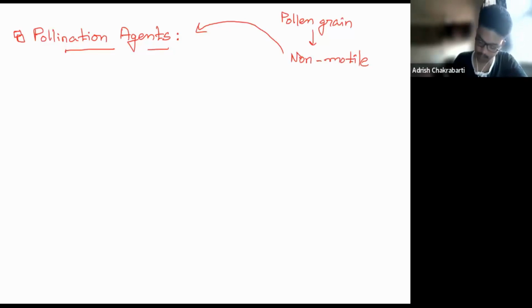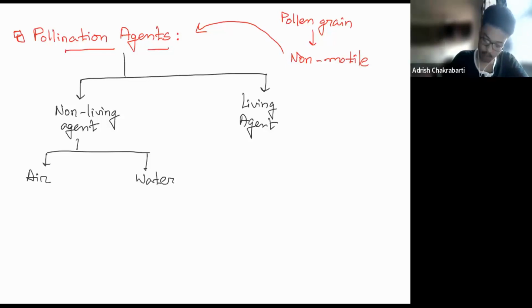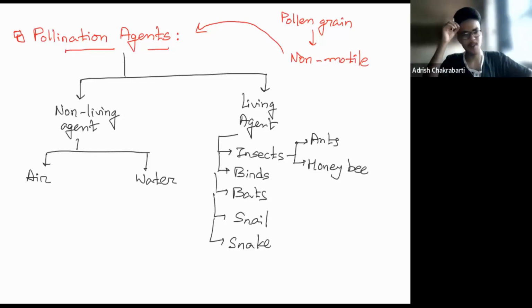So pollinating agents can be classified into, one is non-living agent, other is living agent. Non-living agents include air and water. And living agents, we have a significantly long list. They include insects, birds, bats, snail, snake. And in insects also, I can classify it as ants and honeybees. So you might find many such examples, but I've just highlighted quite a few of them.